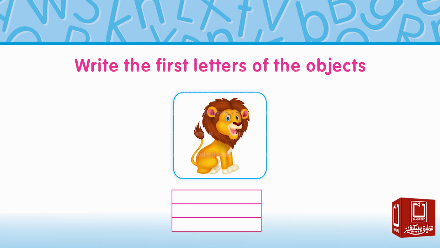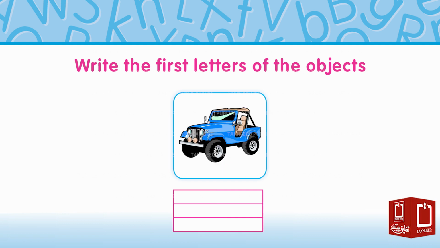This is the picture of a lion. Lion starts with L. So we write L on the lines. This is the picture of a jeep. Jeep starts with J. So we write J on the lines.